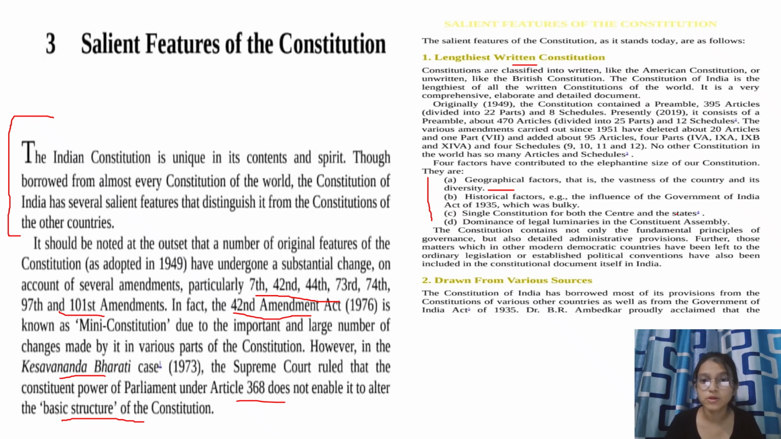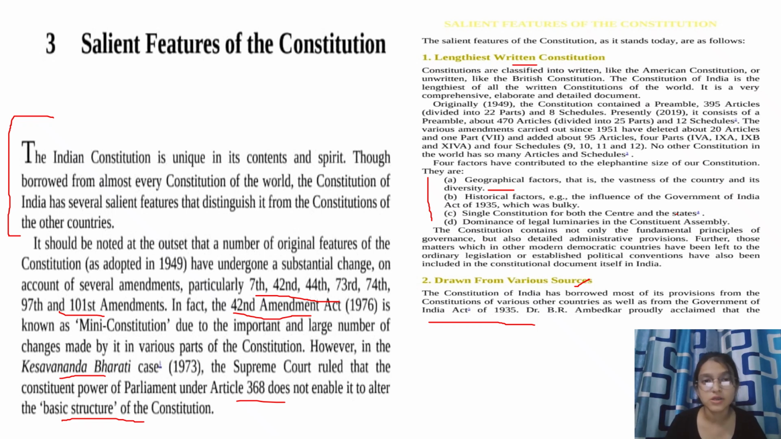And let's move on to the next feature, drawn from various sources. As you all know, as I have been saying from the very first video of this lecture series, most of the provisions we have have been borrowed from other countries. By seeing other countries' constitutions, we have borrowed the provisions that we feel would be necessary for us. The Constitution of India has borrowed most of its provisions from the constitutions of various other countries as well as from the Government of India Act of 1935. In the previous video on historical background, I discussed the Government of India Act of 1919, 1935, and the Charter Act.